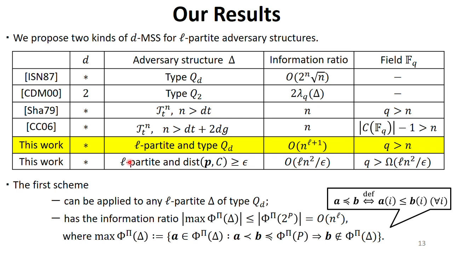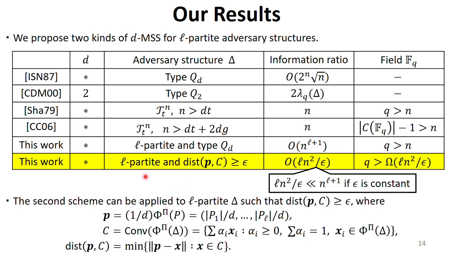And specifically, the information ratio is upper-bounded by the size of this set of vectors, which consists of all the maximal vectors with respect to the coordinate-wise order.